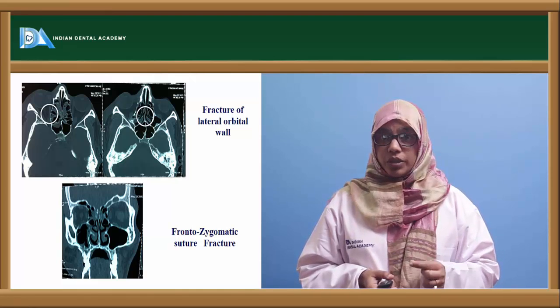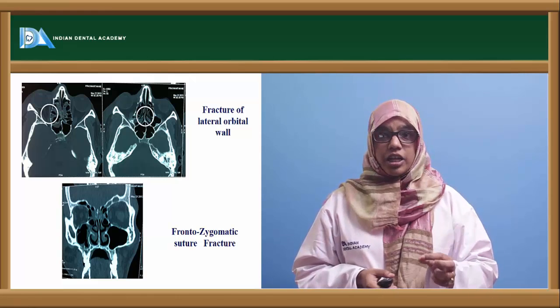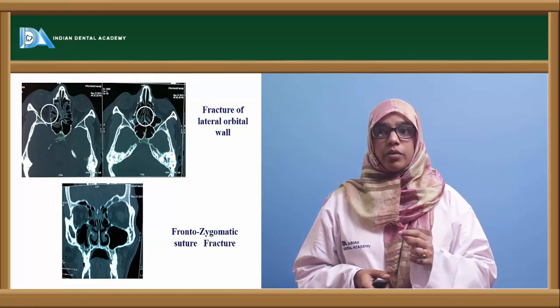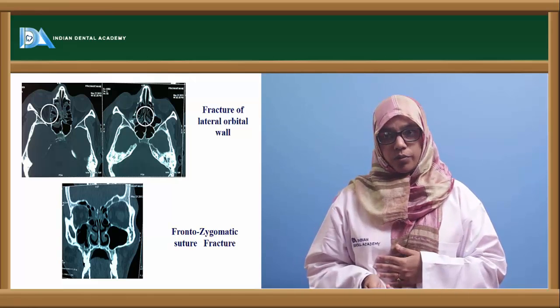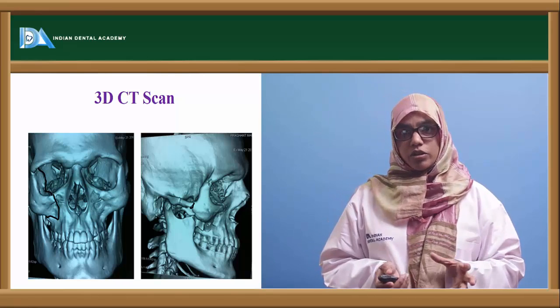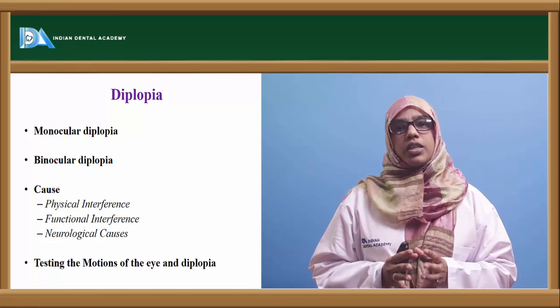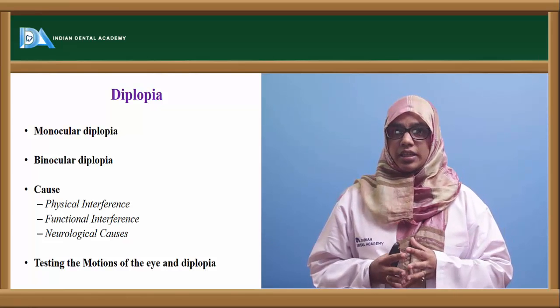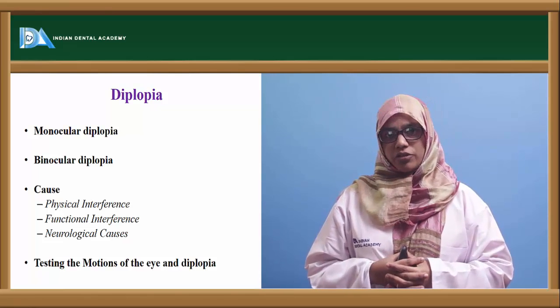Along with that, you could appreciate the fracture of the frontozygomatic suture and herniation of some amount of orbital content, because in the coronal section you could see the fracture of the floor of the orbit. This is a 3D reconstruction, which will give you a three-dimensional view of the fracture. Then diplopia is one of the complications that arise in Le Fort 2, Le Fort 3 and zygomatic complex fracture.